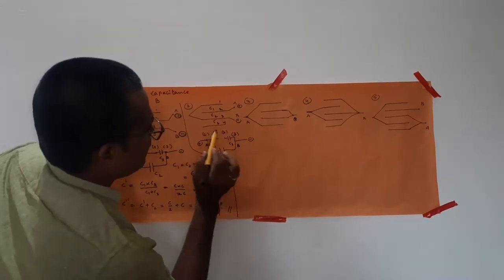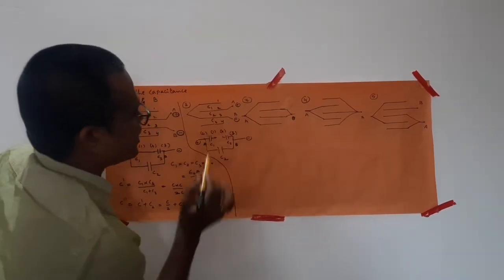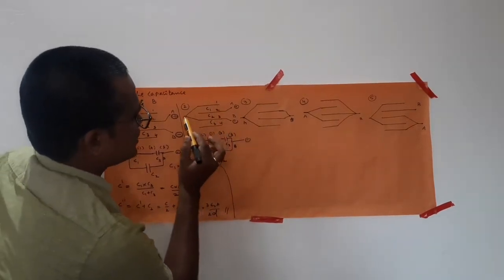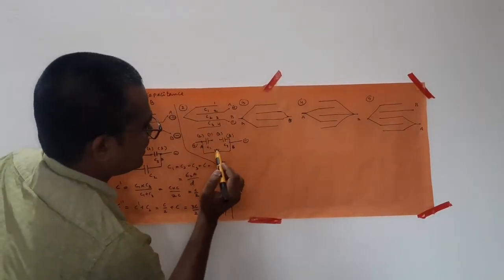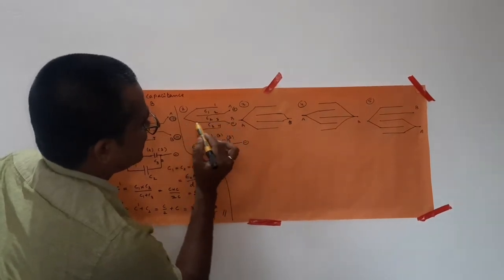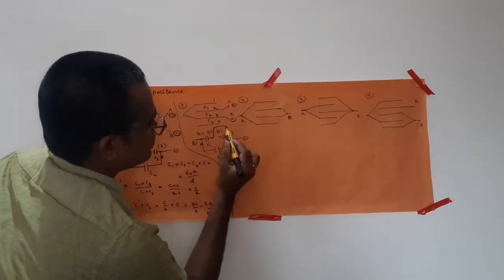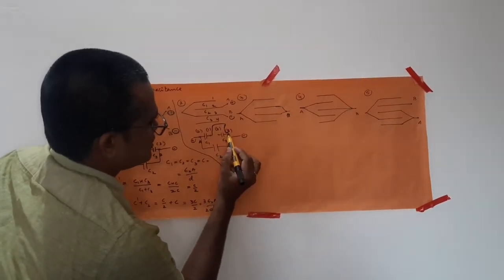Now what about 1 and 4? Plate 4 is not at all connected to 1. But 1 has been connected to where? To 3. Where is 3? So okay, 1 is directly connected to 3. So ultimately I will take it like that.